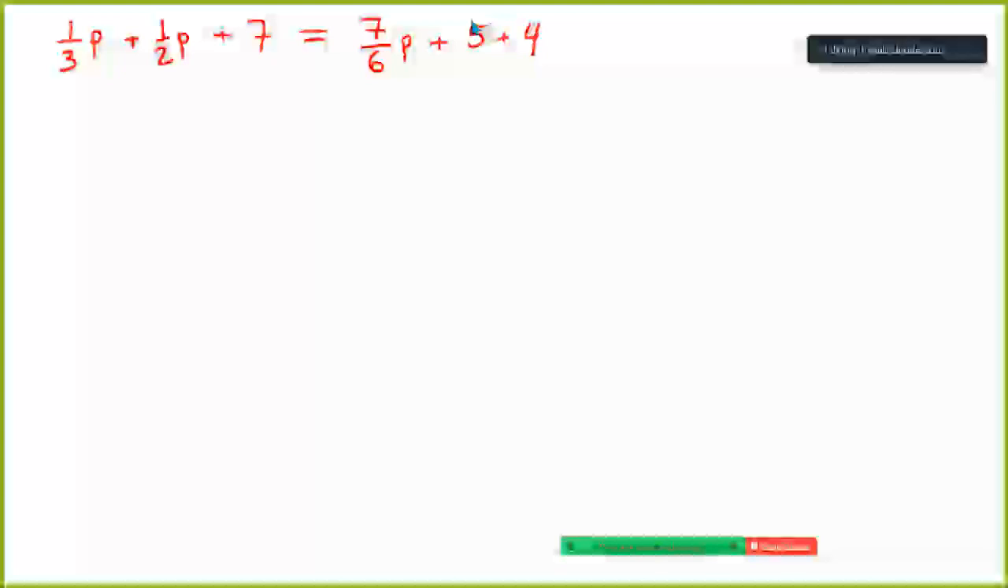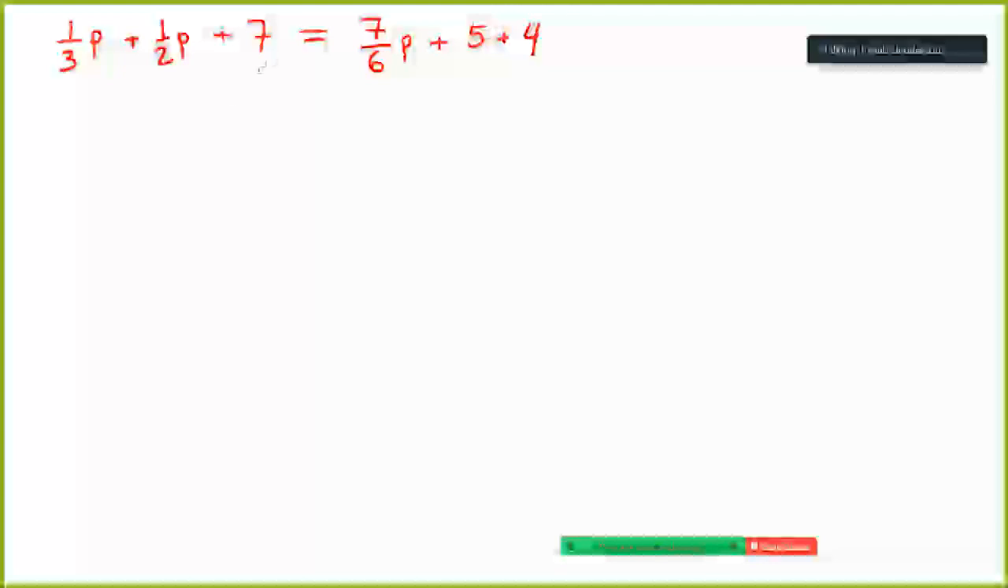So let's start by combining like terms. We want to combine all the p numbers and the non-p numbers. So let's start with the non-p numbers. I think they'll be easy and fast. On the left side of the equal sign, Tira, I only see the +7, right? There's no more numbers that don't have a p on the left side. So there's nothing really to add to that 7 on the left side. But on the right side of the equals, we've got +5 +4.